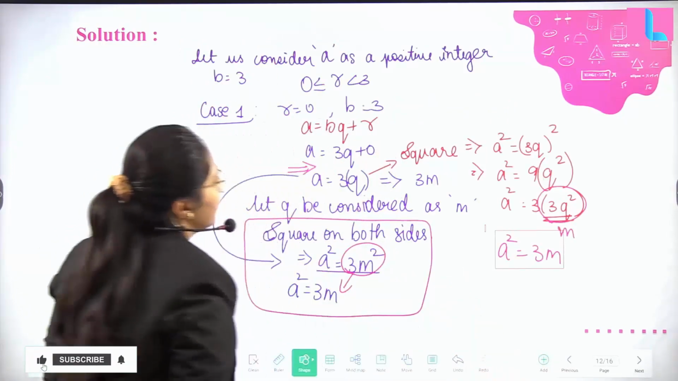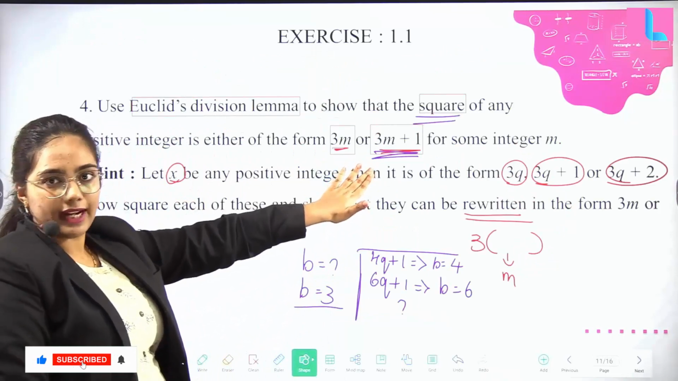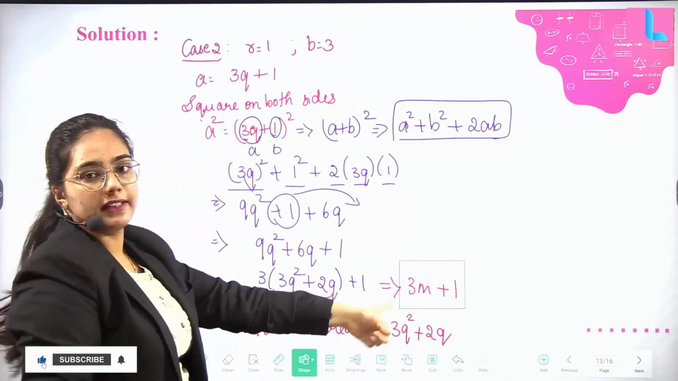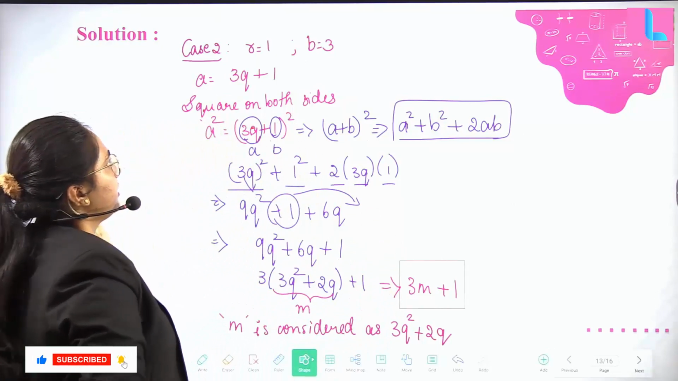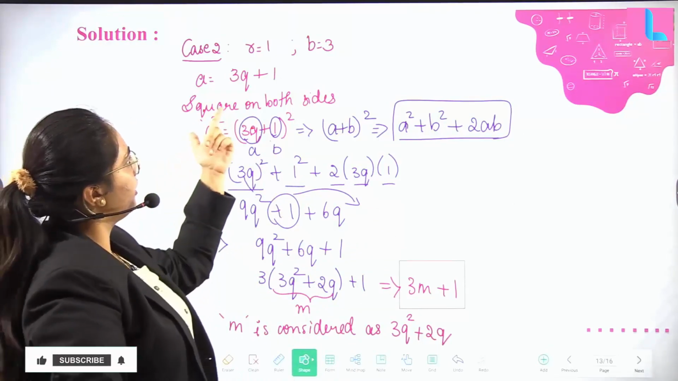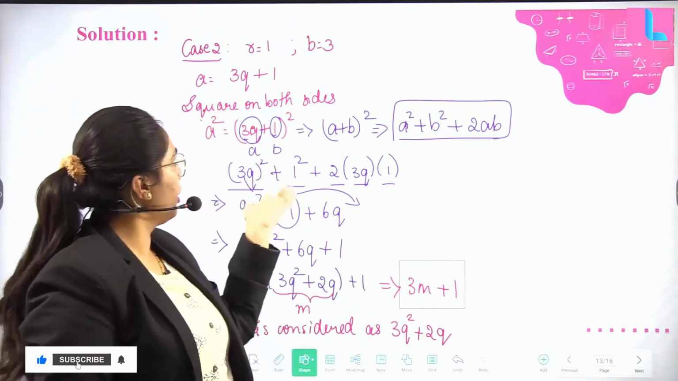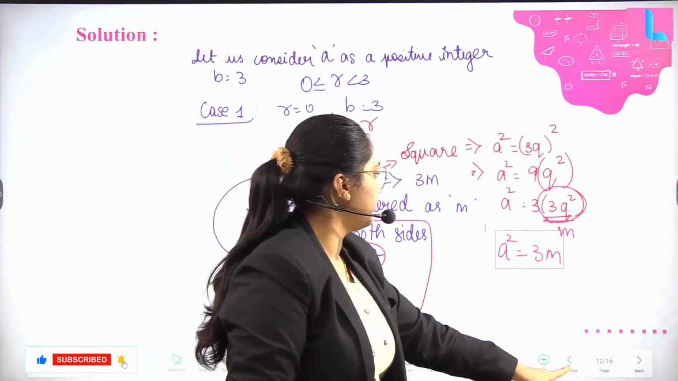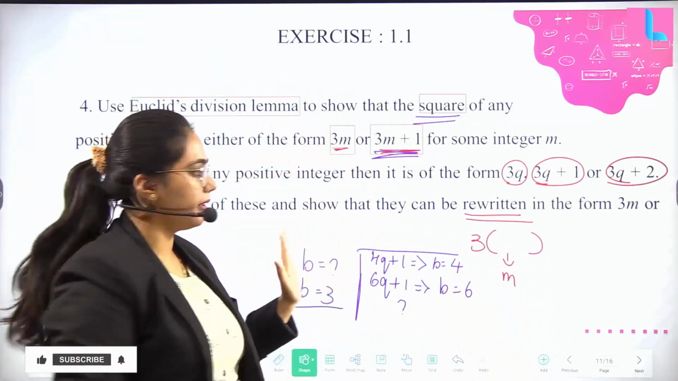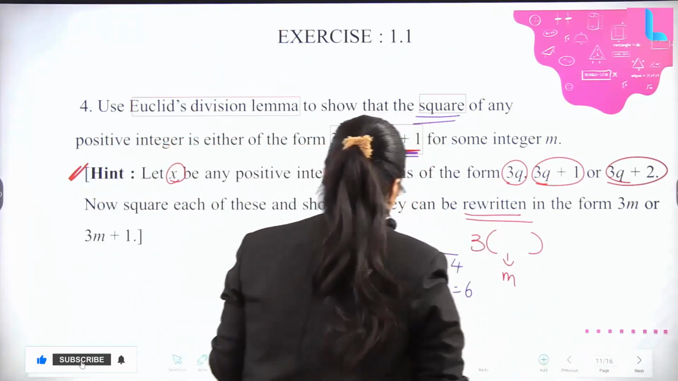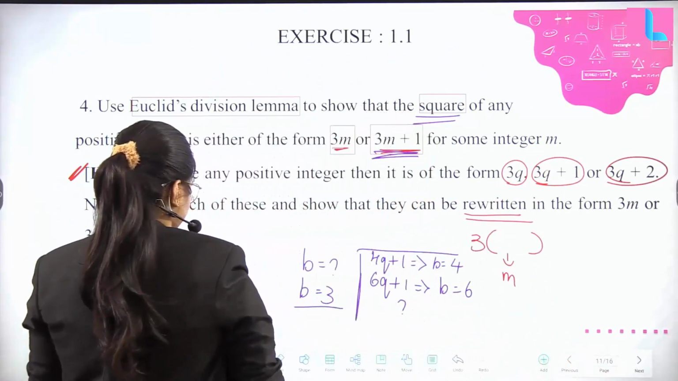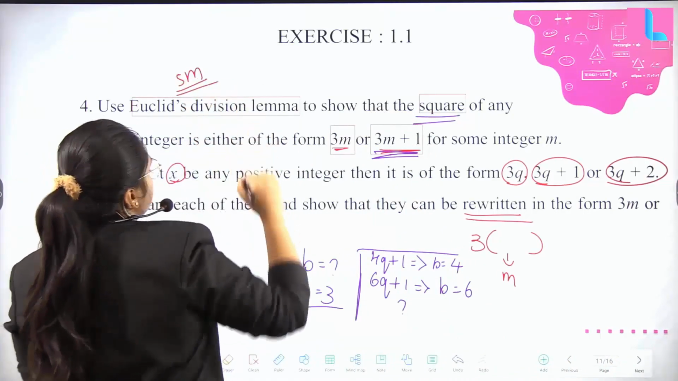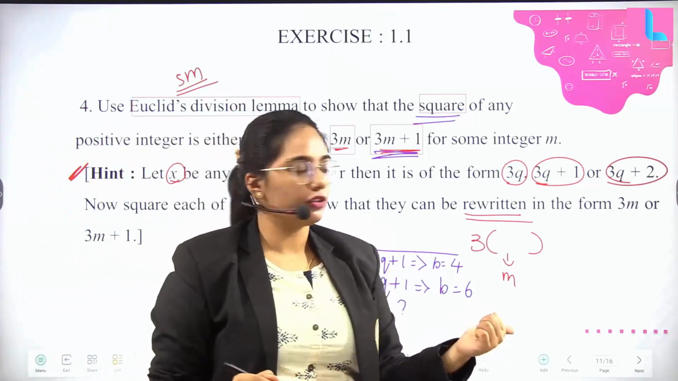See, what did we even want over here? 3m plus 1 is what we had required. Here also we got 3m plus 1. This is the whole process you have to consider. Here you also have r is equal to 2. You need not solve this because the first case is already solved and case 2 is also solved. So this is how it stops over here. And this is for 5 marks. Okay, this is how you have to solve.